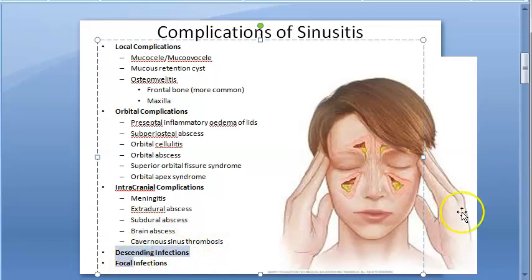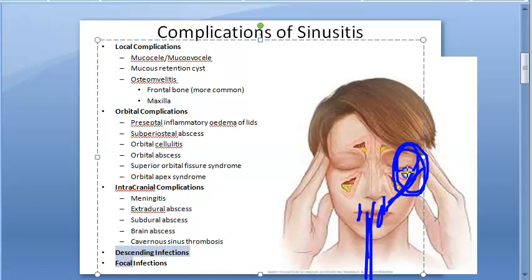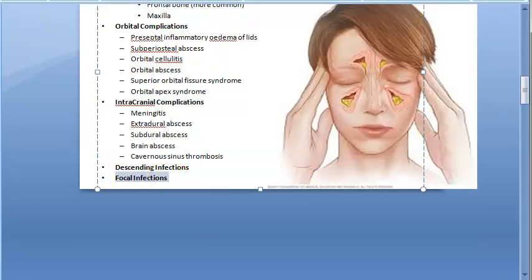In descending infections, the secretions can flow into the pharynx. So what all can happen? Pharyngitis, tonsillitis, and via the eustachian tube even otitis media, a middle ear infection. Persistent laryngitis, tracheobronchitis. So many things. Focal infections, they are not sure about this, but they say there can be some focal infections like polyarthritis, tenosynovitis, fibrositis, and certain skin diseases also can happen.